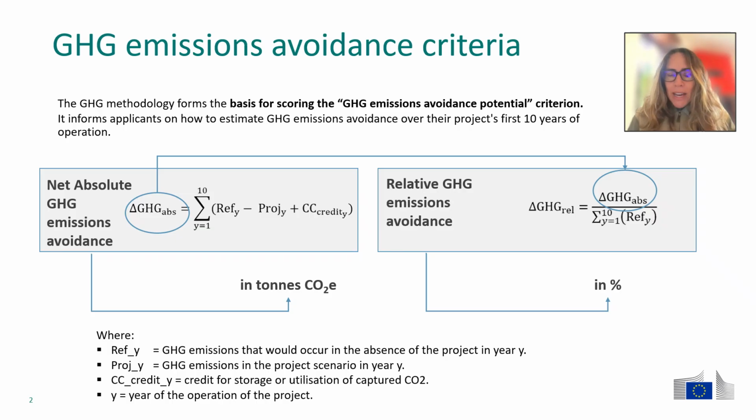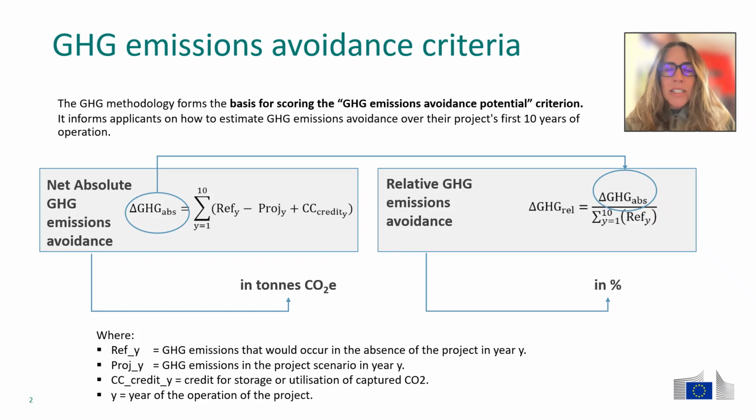The rationale behind the criteria is quite simple. For all sectors and for all projects, the absolute emissions avoidance will be equal to the emissions that would occur in the absence of the project, which here we are calling reference scenario, minus the emissions that occur due to the project activity, named project emissions.